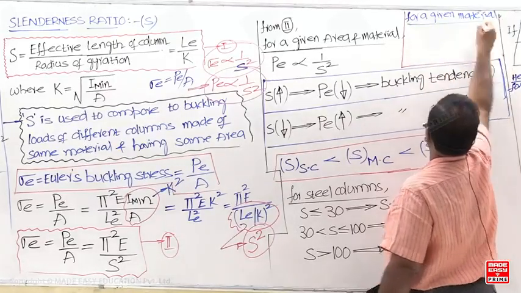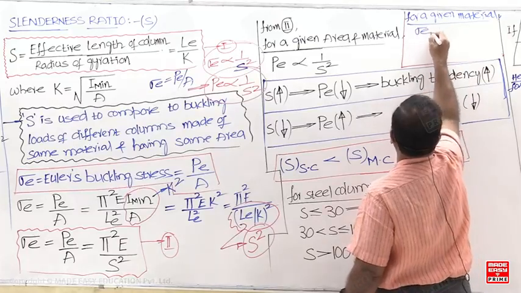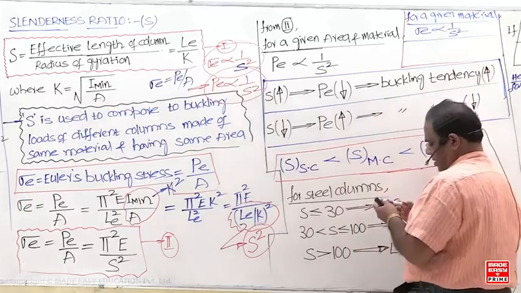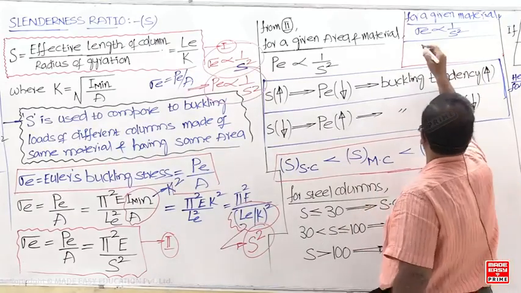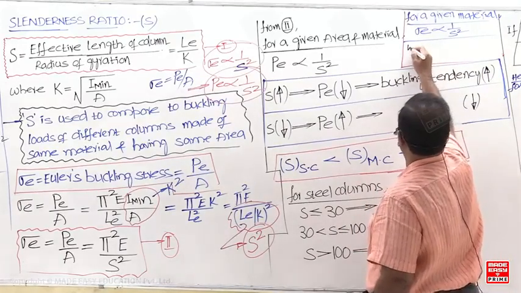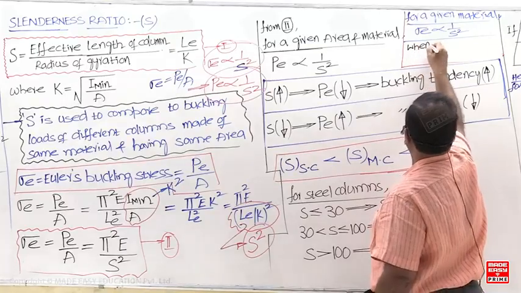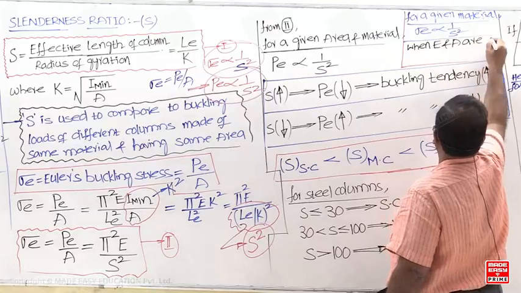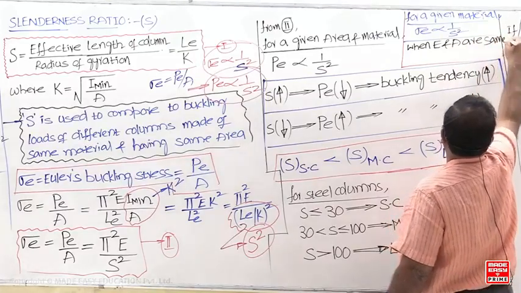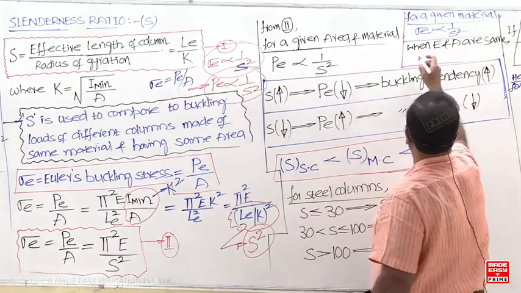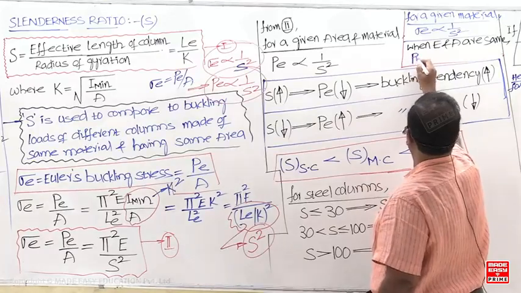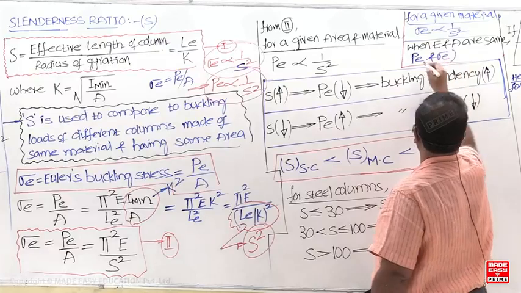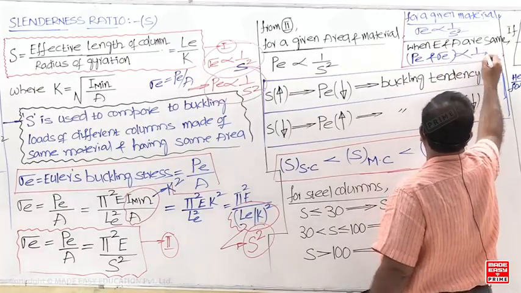Given material means E is the same. At that time, directly we can write down only that sigma is inversely proportional to S square. But when E and A are the same, buckling load and buckling stress both are inversely proportional to S square.